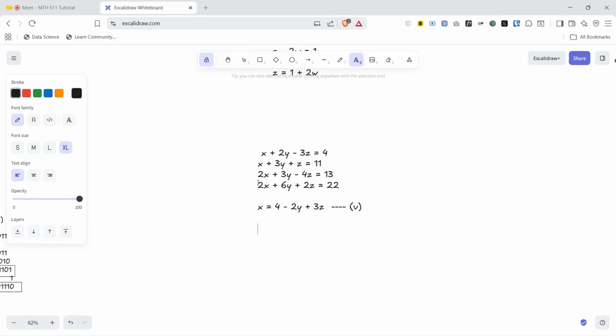So for our x here, this will be 4 minus 2y plus 3z plus 3y plus z equals 11. With this we have y plus 4z equals 11 minus 4, which is 7. So this would be equation 6.